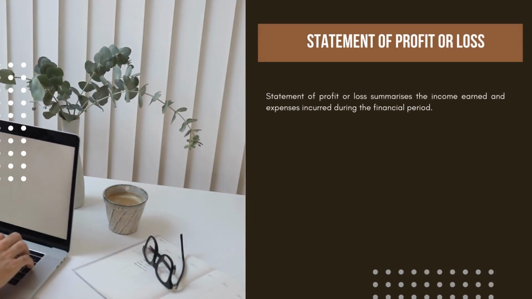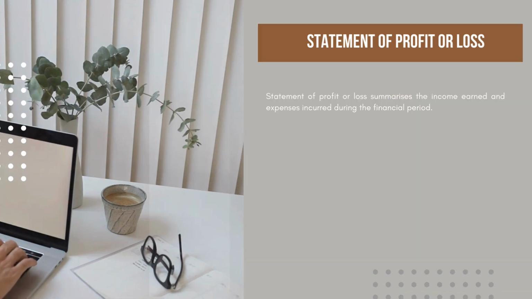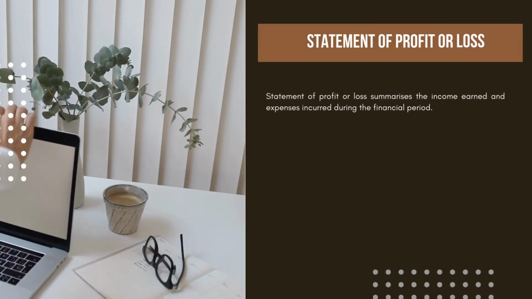Moving to the statement of profit or loss. The statement of profit or loss summarizes the income earned and expenses incurred during the financial period.